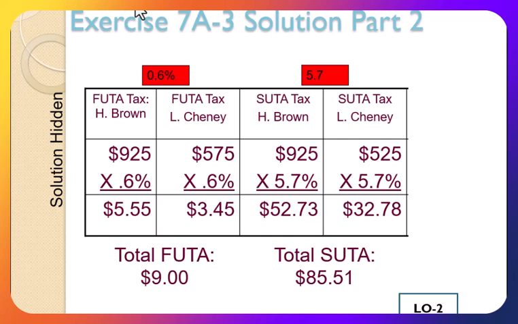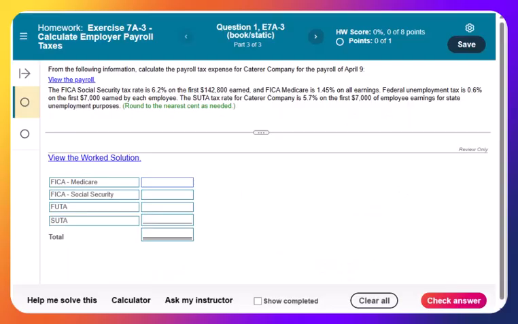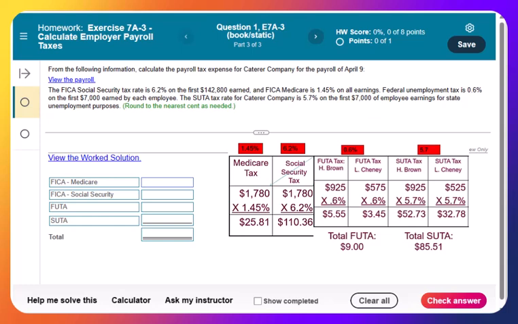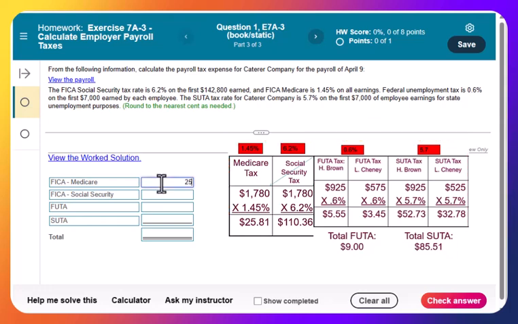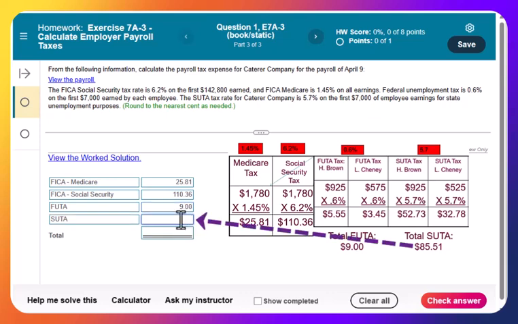And that concludes the PowerPoint here. So we're going to skip back over onto MyAccountingLab. Now we're back in MyAccountingLab and I've got the solution from the PowerPoint listed over here. So now we can just fill in our numbers. We're going to have the 25.81 for Medicare, the 110.36 for Social Security, $9 even for the FUTA, and then for the SUTA we have that 85.51.